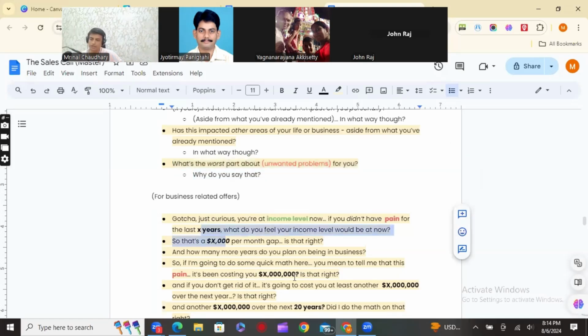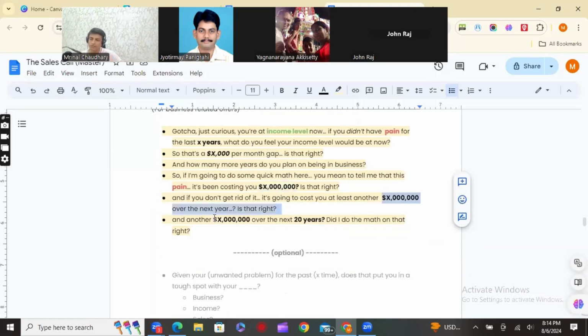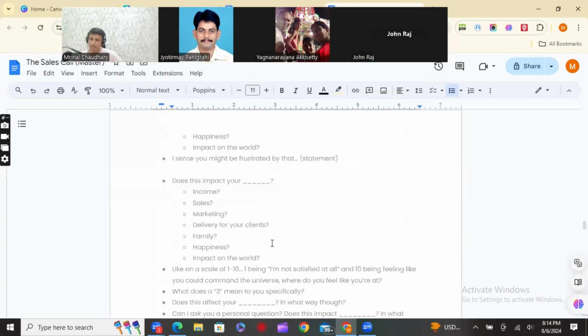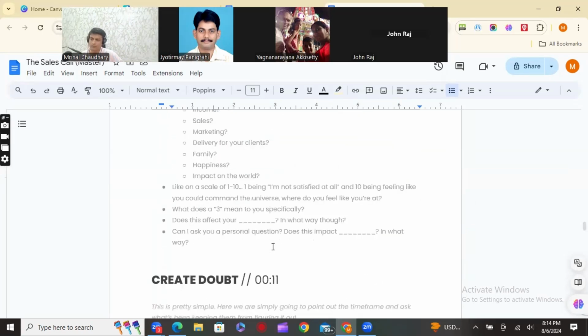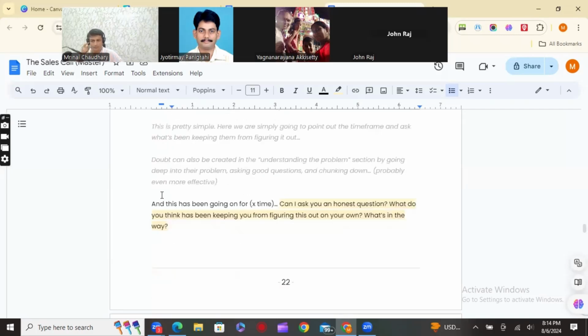Like that, you have quantified that this much you have already lost, and if you keep on doing this, you will lose this much. So we are adding income to the problem, so that the problem becomes more severe. Now the next part is creating the doubt. Here we are creating doubts inside their belief system. So we will go deeper into that, and we will ask, for X time, can I ask a question, and I want an honest answer from you.